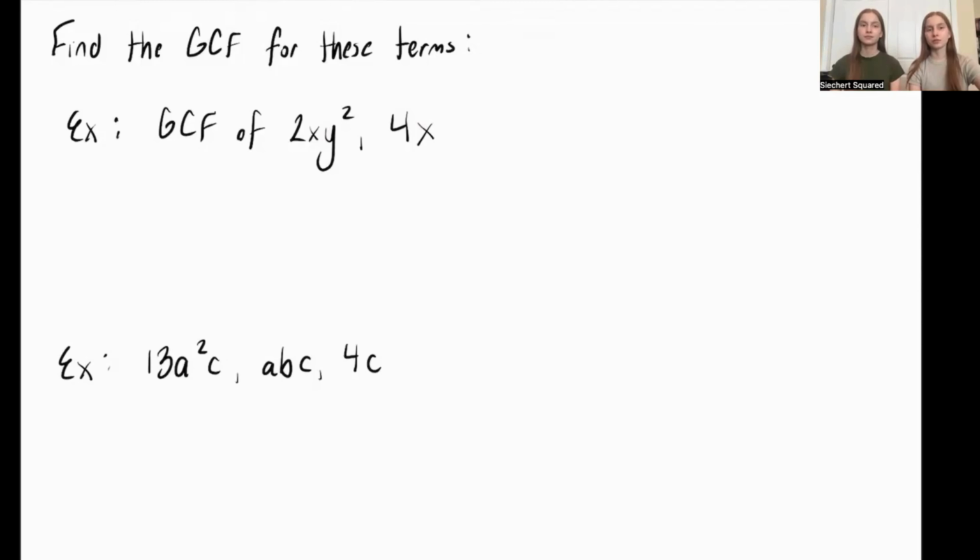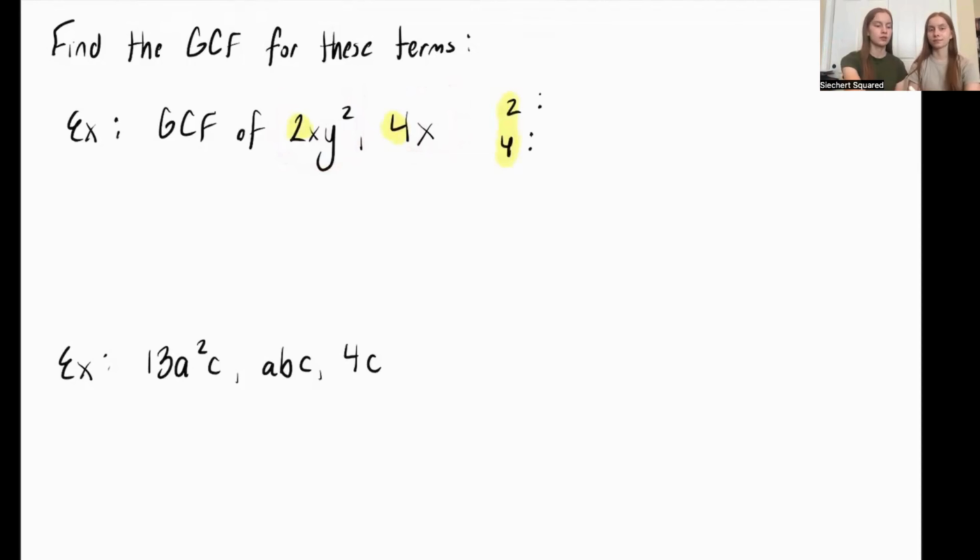So now we're going to look at some GCFs for terms that have numbers and letters together. Looking at it, we have the GCF of 2xy squared and 4x. Now, it might seem more difficult, however, it's just taking the pieces that we were already talking about, and now we're going to put them together. We can start by ignoring the variables, and let's look at the 2 and the 4 and write down all of the numbers that 2 and 4 can be divided by.